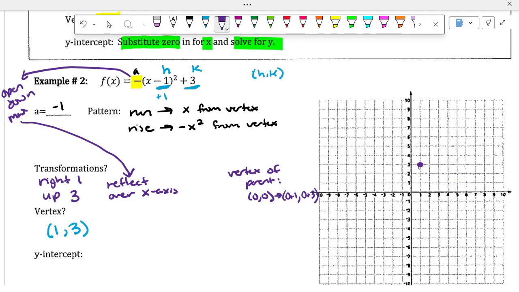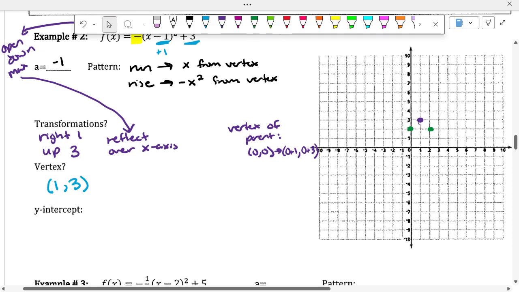So let's try our trick here. If I go out 1 unit, so I run 1 unit, that means my rise has to be negative x squared, meaning I square it and then make it negative. So what's 1 squared? If I make it negative, it becomes -1. So that means I go down 1. Find its reflected partner on the other side. So if I go out 2, would I go up or down? What's 2 squared? 4. And since we make it negative, it becomes -4. So we go down 4. 1, 2, 3, 4. And then get its reflected buddy.